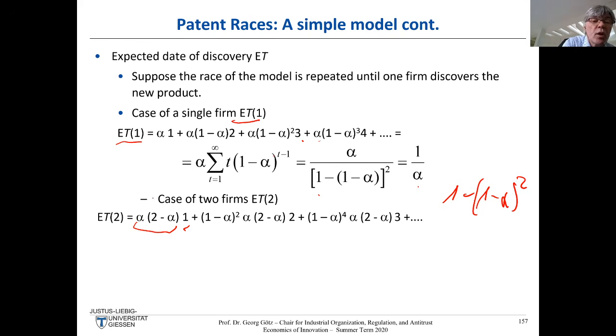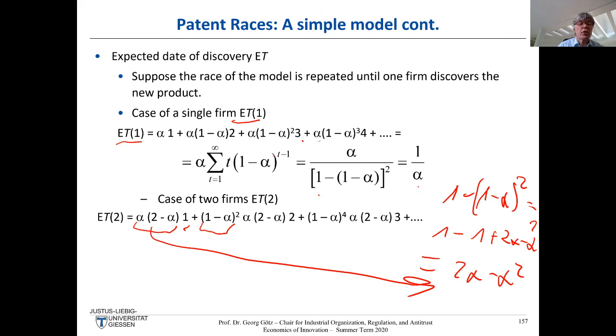This is actually what shows up here, because you end up in period 2 only if no one was successful in period 1, and that's just with probability 1 minus alpha squared. Okay, and actually 1 minus 1 minus alpha squared, this would be 1 minus 1, actually plus 2 alpha minus alpha squared, which would be 2 alpha minus alpha squared, and this is exactly this expression here. Okay, and I have to erase it again.